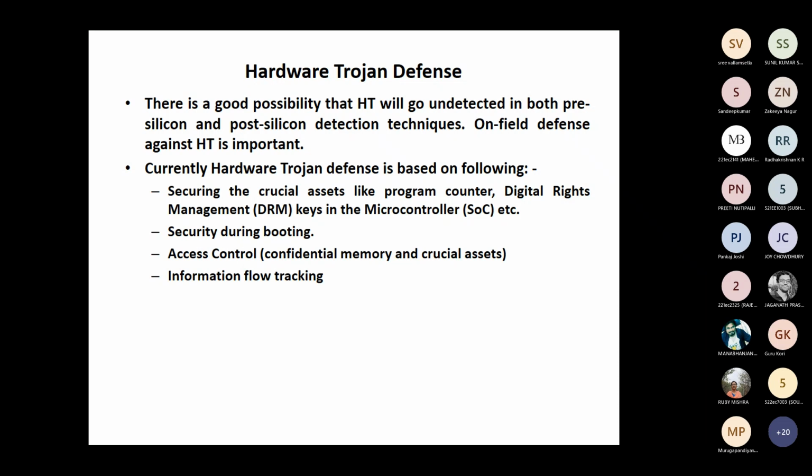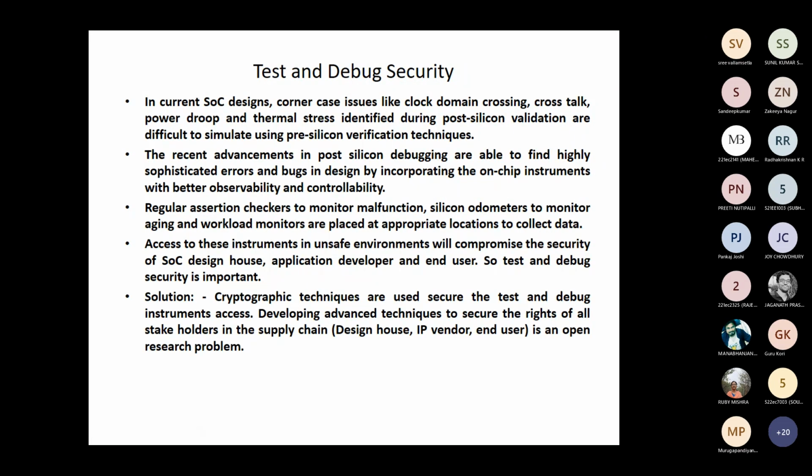Currently, hardware Trojan defense is based on the following: securing crucial assets in a processor like the program counter, DRM, etc., and security during booting, so that we assess it in the beginning. So this should happen provided the first one is happening, and then the access control. That also you have to check, and information flow tracking. And the test and debug security, I mentioned in the beginning that we are dependent on the OSAT. So the test and debug security is elsewhere.